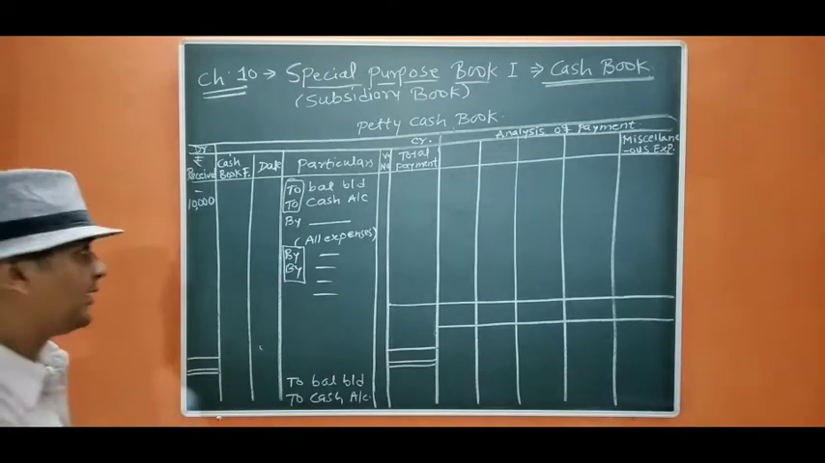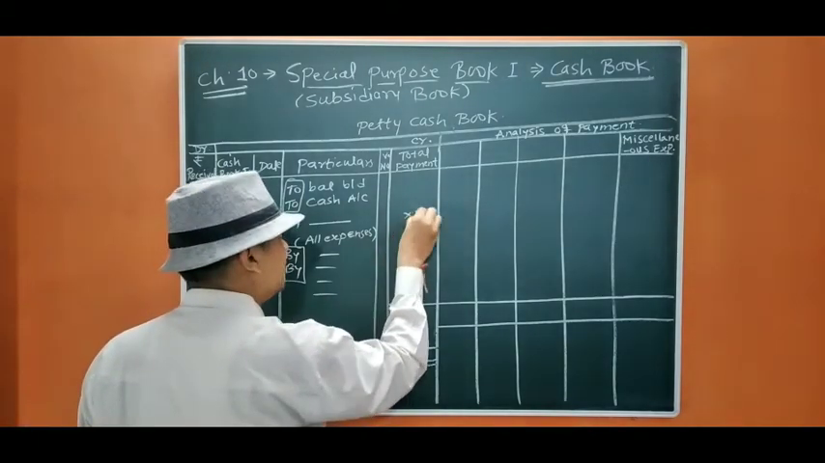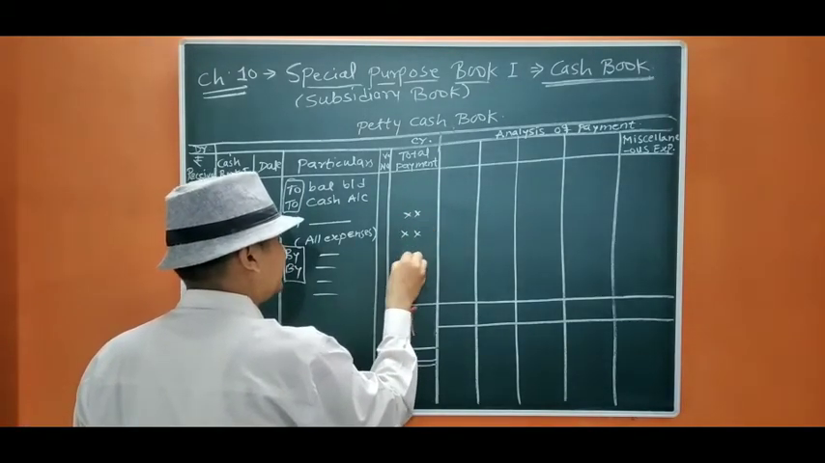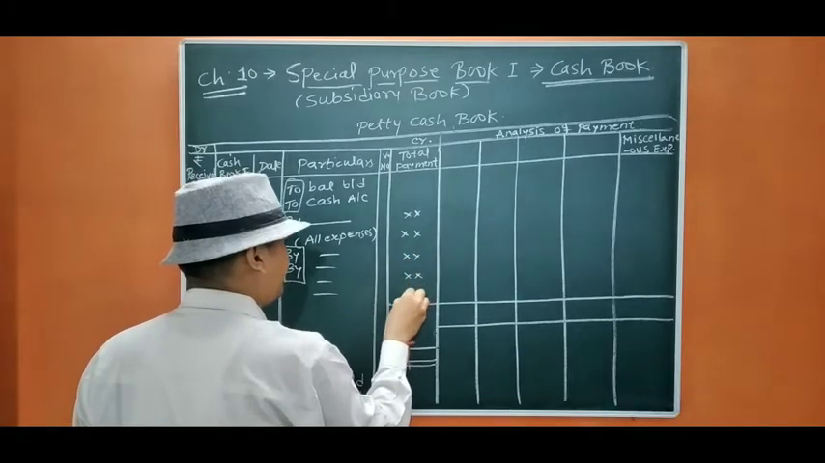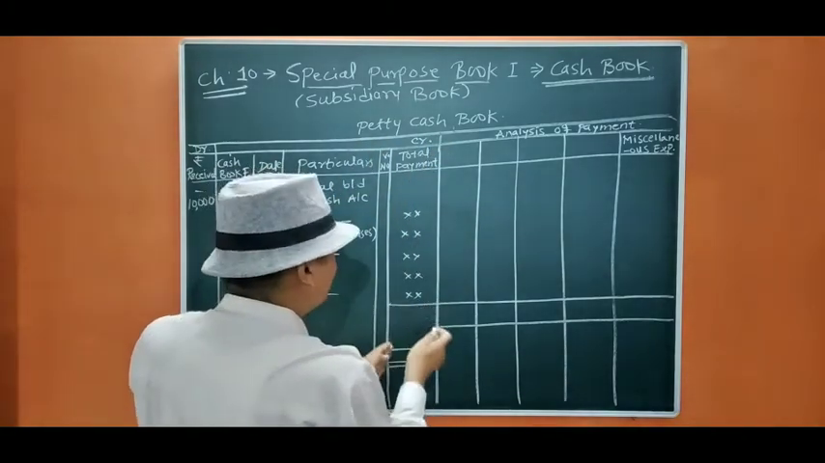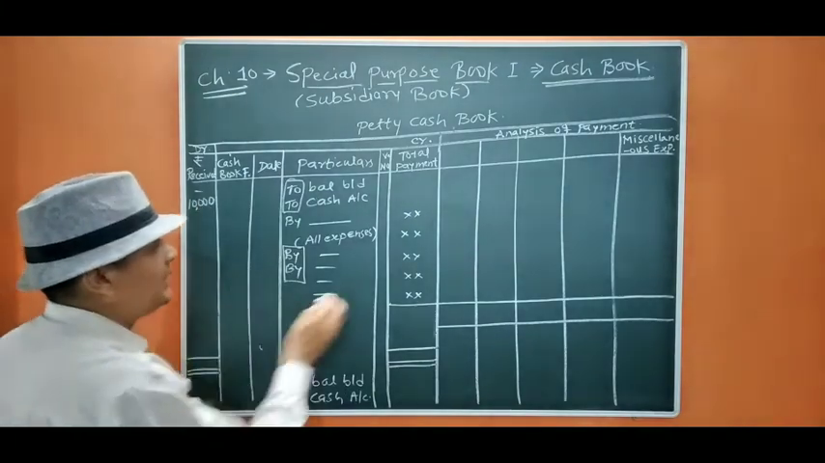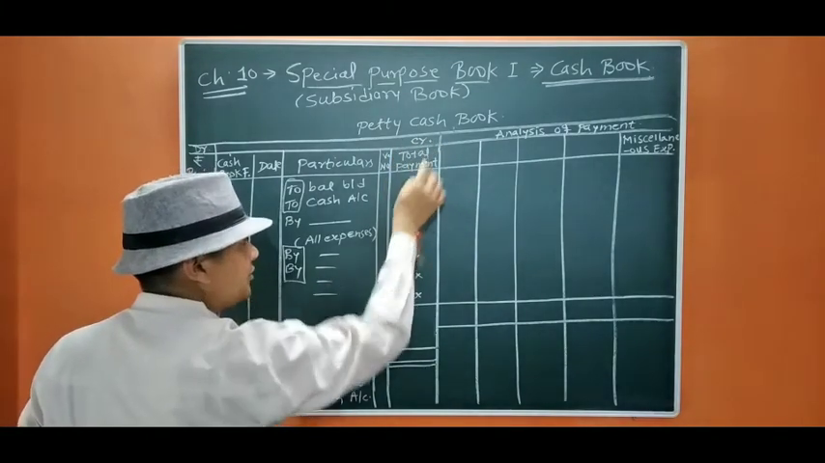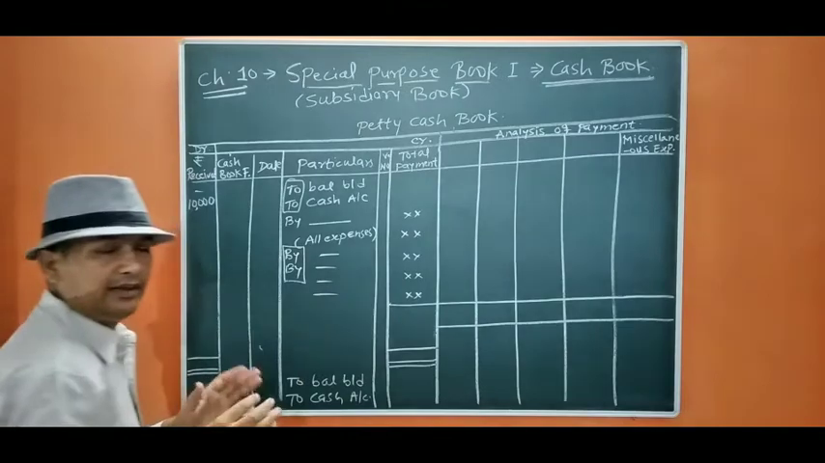Particular is common. Now the amount will be written here. Okay, like this. This is our payment side. This is our receipt side. Okay, so payment is always credited. So under this, it will be written.